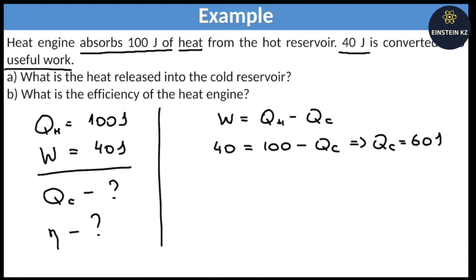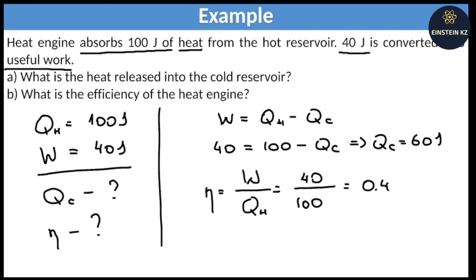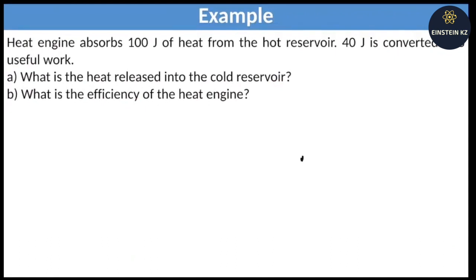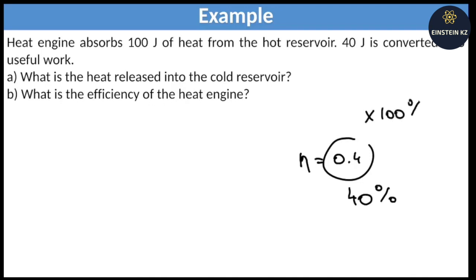And now we have to calculate the efficiency. The efficiency can be calculated as work divided by Q hot. Our work in this case is 40, and we divide it by 100, and we will have 0.4 efficiency. So if we have an efficiency of 0.4, this basically means that the efficiency of the engine is 40%. You take this number and multiply it by 100%, and you will have finally 40%. Okay, so that's it.